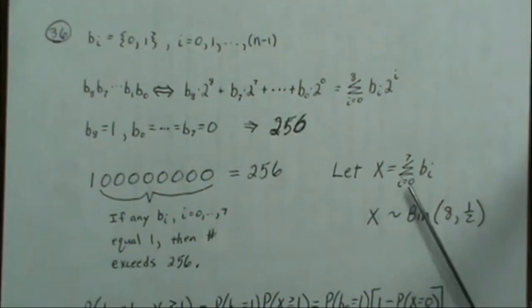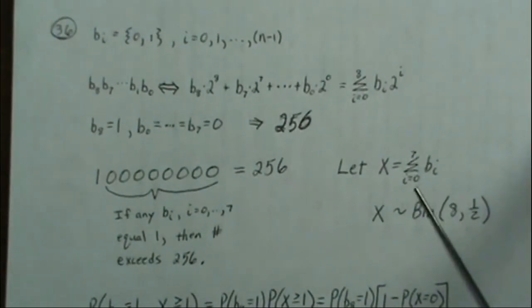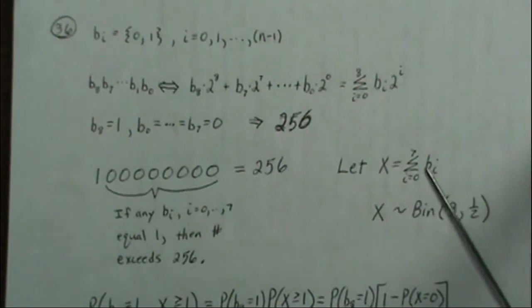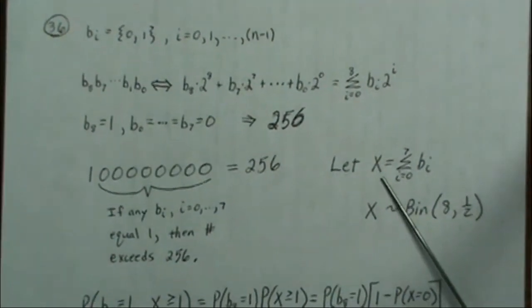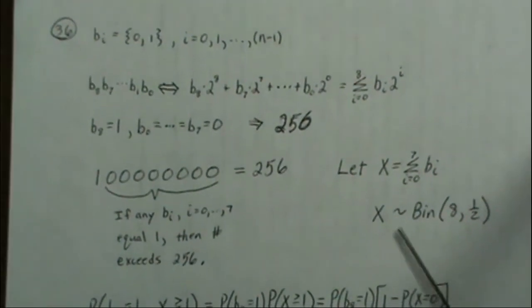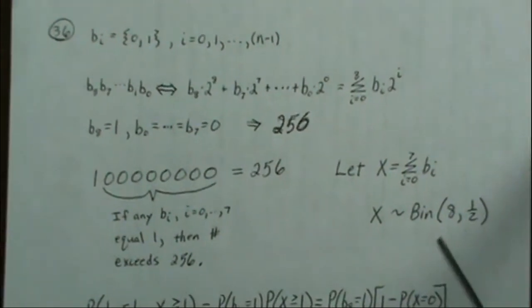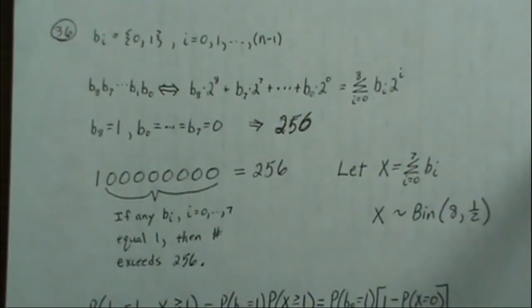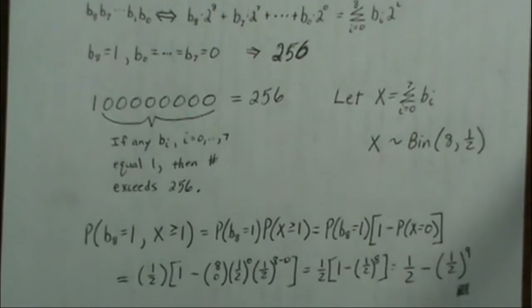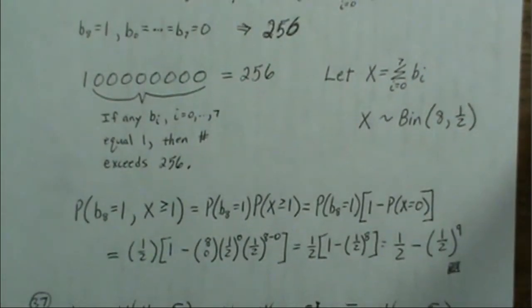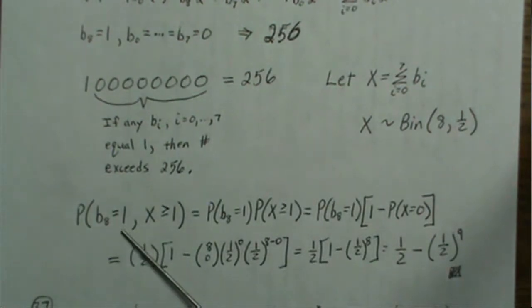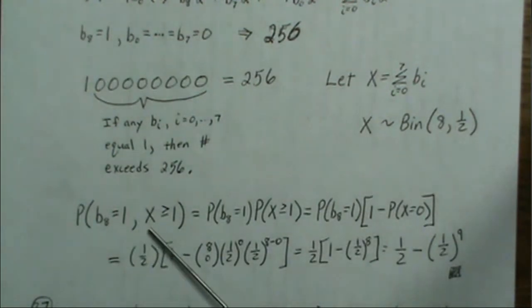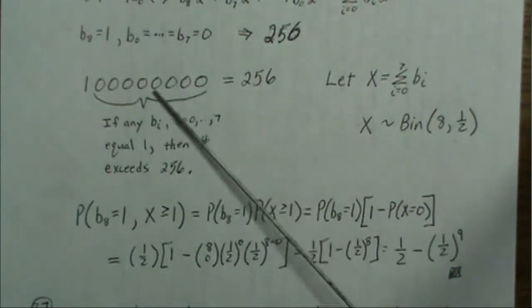Well, if we let x be the sum of those coefficients b_i from 0 to 7, and each one of those is a Bernoulli, then the distribution of x is a binomial with parameters 8 and 1/2. So we want to find the probability that b8 is 1 and x is greater than or equal to 1. So any of those are 1.